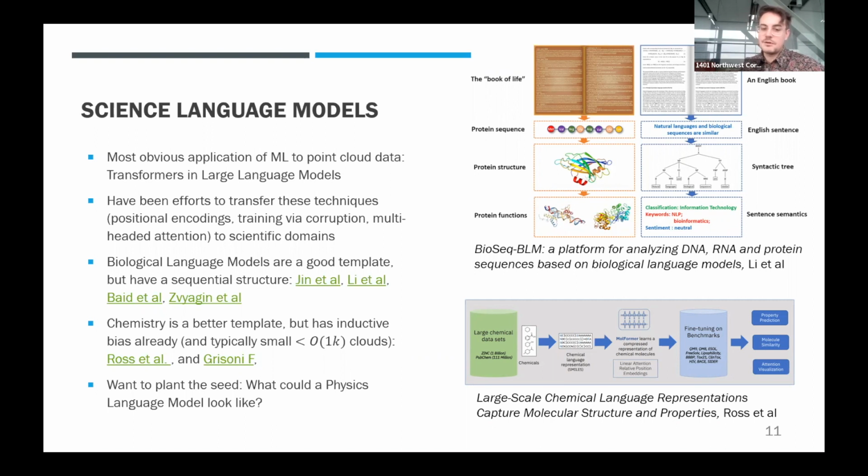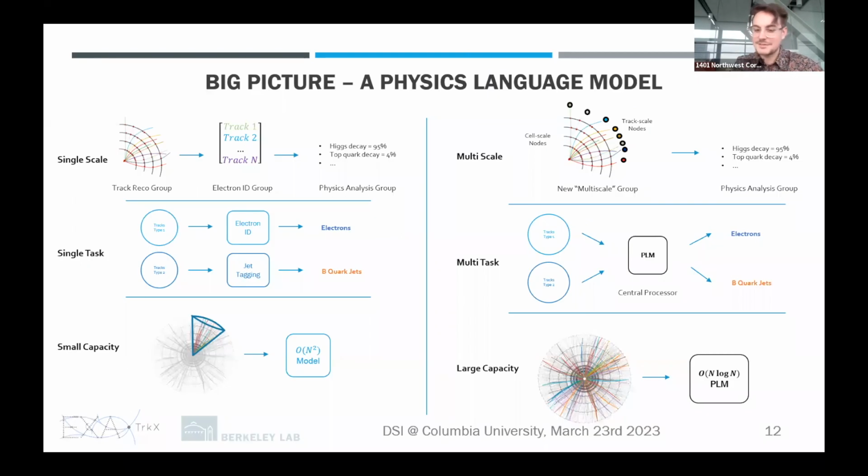So I want to plant the seed of what a physics language model could look like. I'll skip to the end and say that each of the trends we see currently in physics, meaning single scale, single task, small capacity, we want to fix or overcome. We want to include multiple scales, multiple granularities, a sort of hierarchical structure. We want to do multiple tasks with the same model, and we want endlessly scalable capacity. That would be nice. Can we go to hundreds of thousands or millions of points?